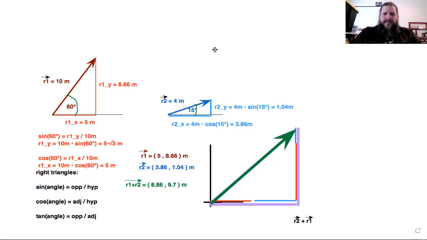So let's try that. We want to know the direction. So we usually call that theta. And we also want to know the magnitude. However, we know the side lengths. These side lengths are 8.86 and 9.7. If you know the side lengths, how would you find the magnitude? How would you find how far that diagonal is?